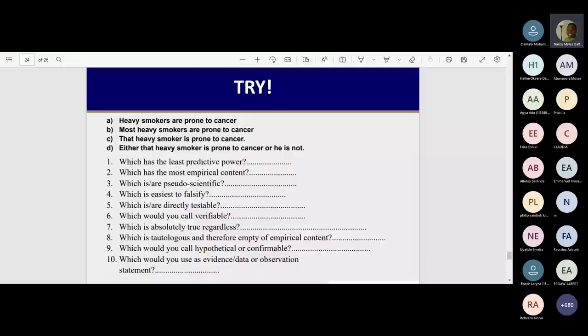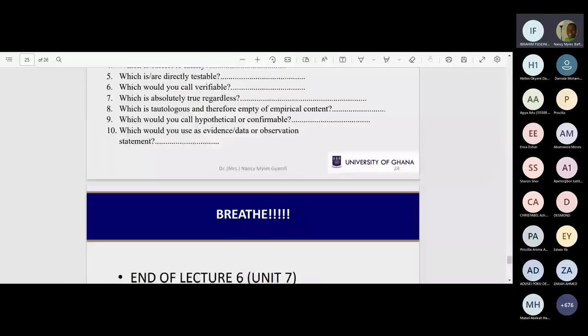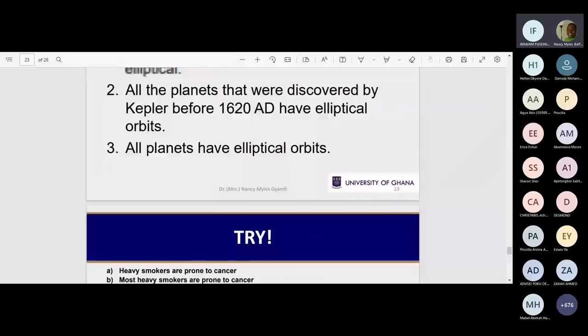How about D? Either that heavy smoker is prone to cancer or he's not prone to cancer. That is a tautology. That one would never be false. It's necessarily true. With that background, you can know which has the least predictive power. Two, you can know which has the most empirical content. You can try that on your own. Three, you can know which one is a pseudo-scientific statement. Four, you can know which is easiest to falsify, and so on and so forth. It is for you to go and practice any quiz.